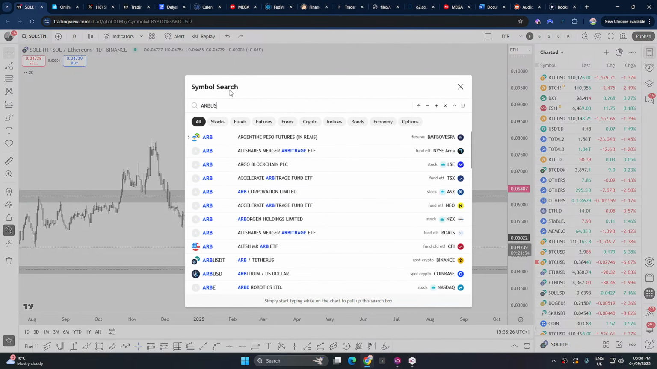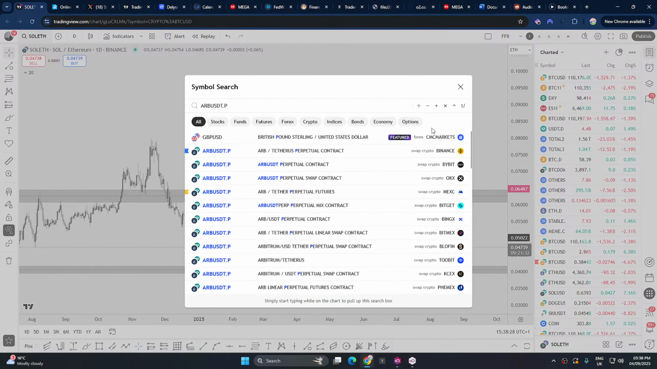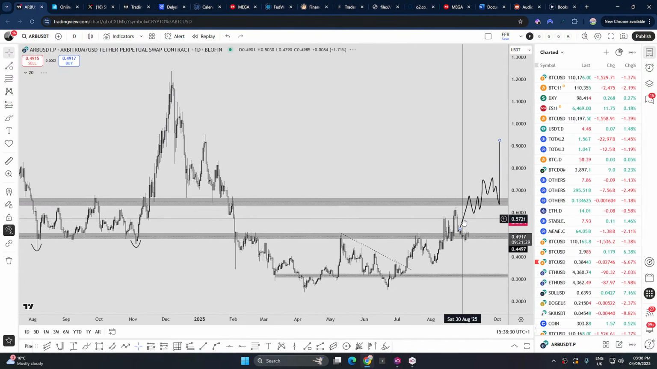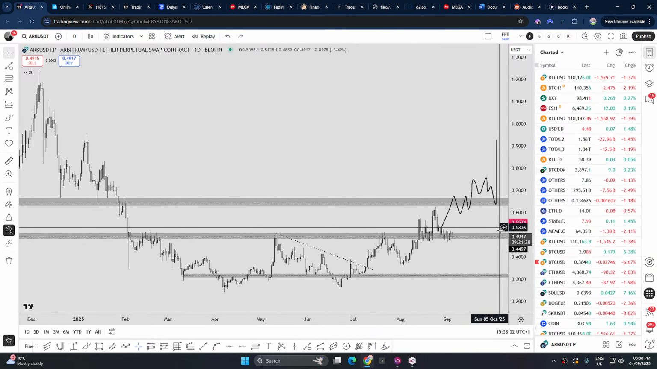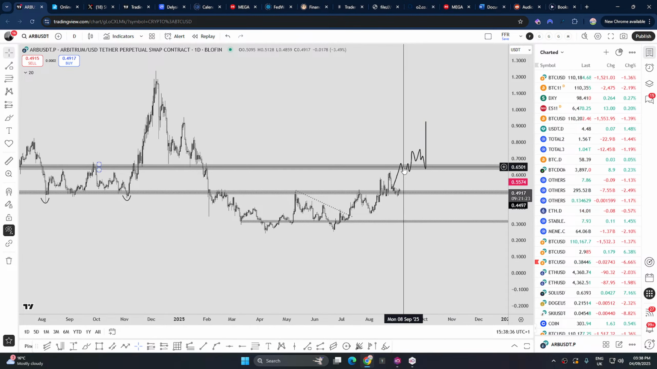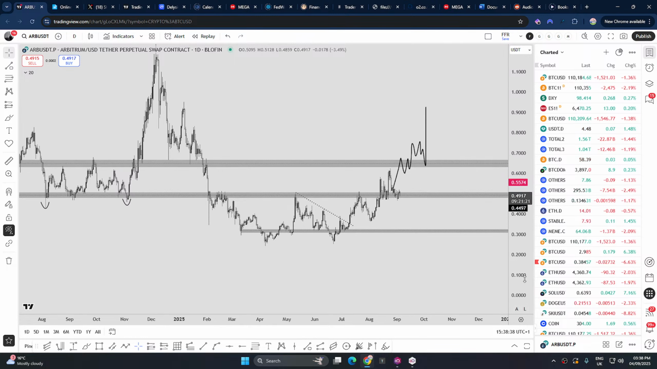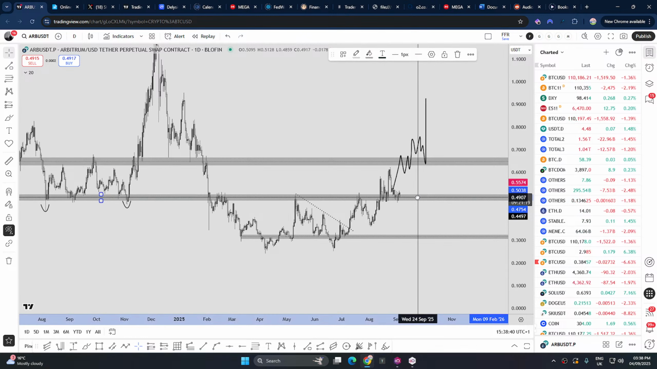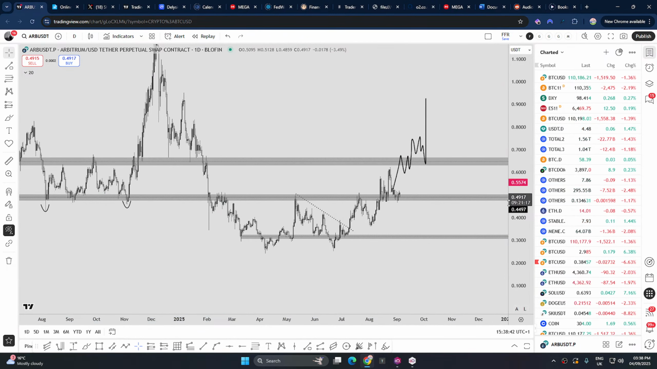As far as I remember, ARB was sitting at support, had a big move. Yeah, it's just sitting at support. There is no position on ARB. I'll be honest with you, only interested if it gives a move like this. Okay, and only interested in shorting if it breaks below this level. Let's set an alert around here.